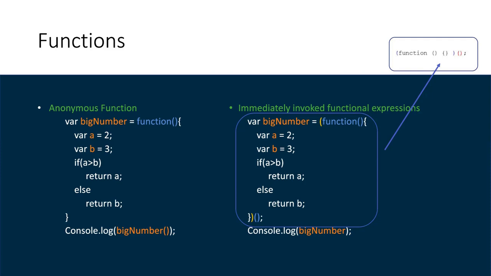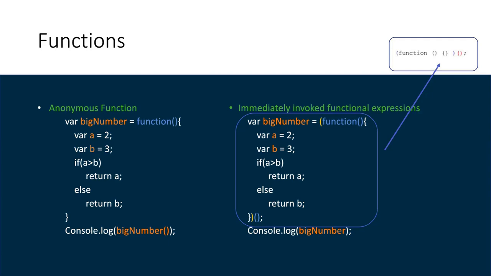Then we have an if and else condition which says if a is greater than b, then return a, else return b. As we know, a is less than b, so the else condition will be true and the returning value will be 3. Hence, at the end, we are trying to print the returning value from this function. That's why we have used big number along with the parentheses, because big number is now the name of the function, and to call a function we must have parentheses.